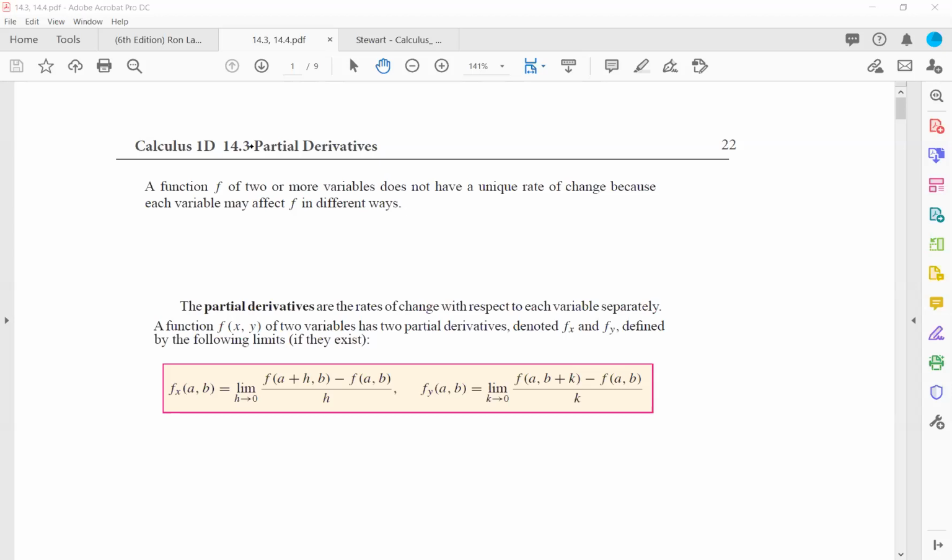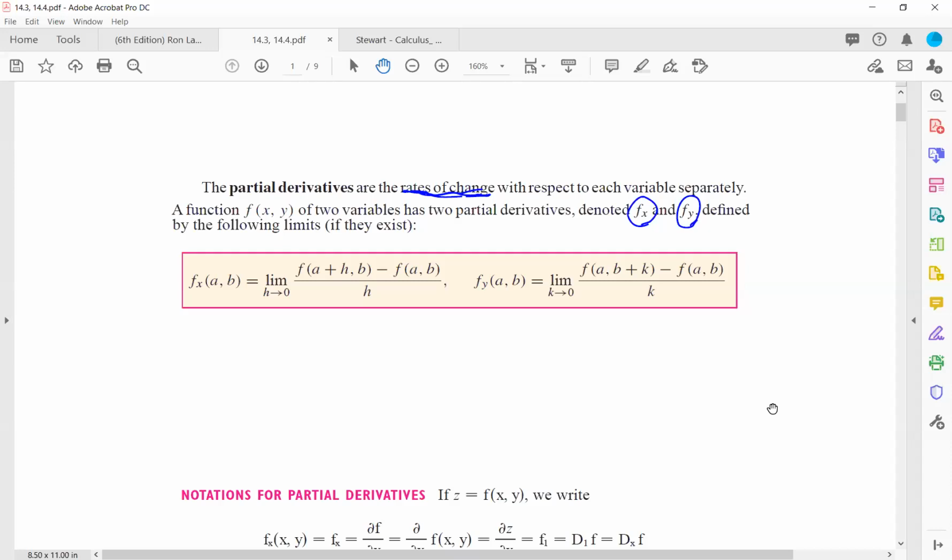With the same process, you can define a partial derivative of f with respect to y as the limit of f of a and b plus k minus the value of the function f of a and b, divided by k, as k goes to 0. These are the official definitions of partial derivatives of a function, or rate of change of the function with respect to free or independent variables, f sub x, f sub y.